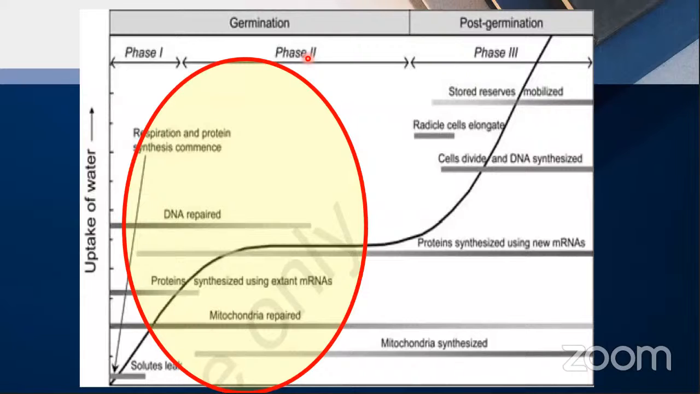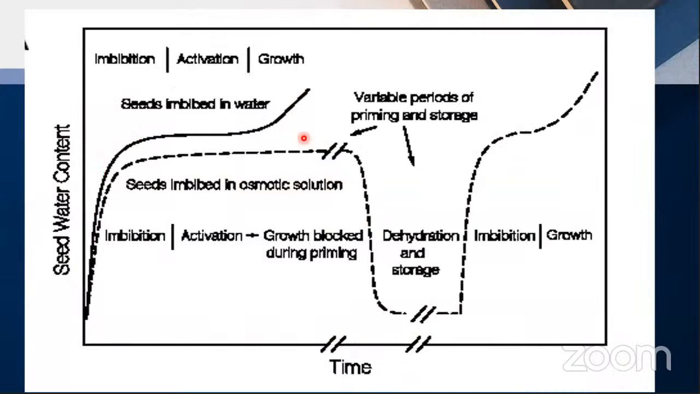During this process, as we saw in the previous slide, solutes leak, the mitochondria get repaired, proteins are synthesized using mRNAs, and DNA is repaired and synthesized. Here you see the third phase, where cells divide, DNA is synthesized and radical cells elongate. That we will not allow. This is by Bewley and Black.